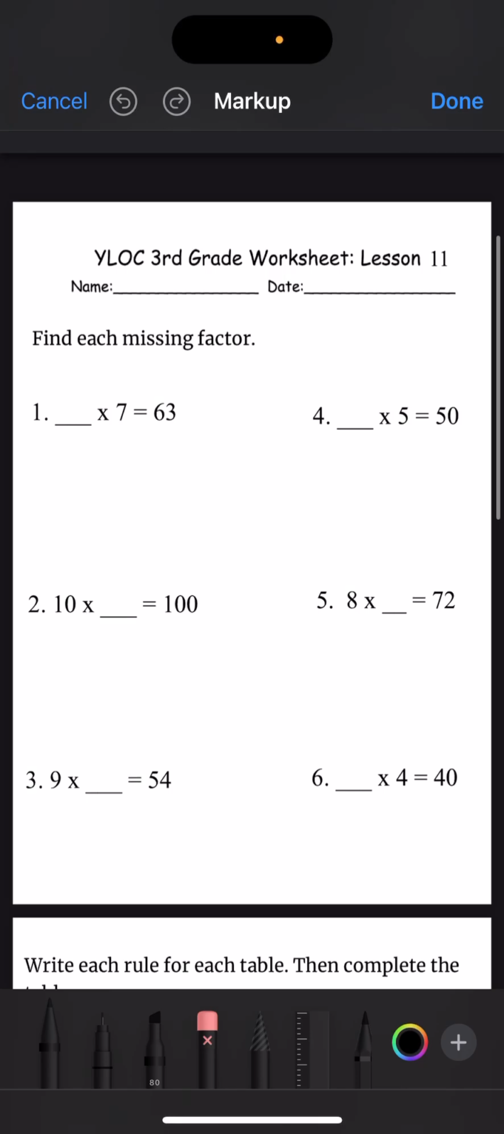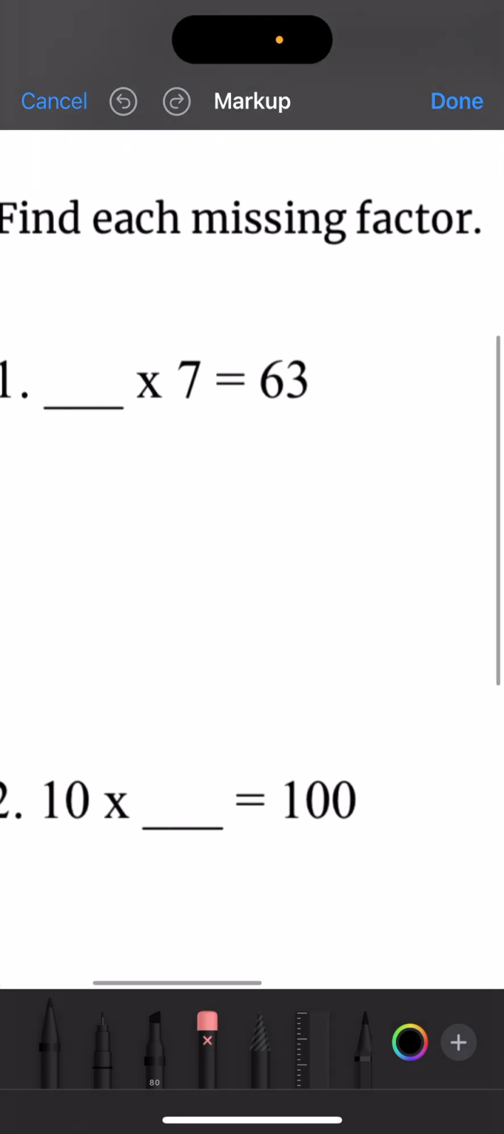Let's get started. Find each missing factor. Number 1, we have blank times 7 is equal to 63. So 7 times a number has to equal 63. So we could plug in and check.